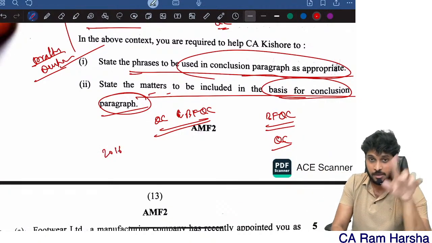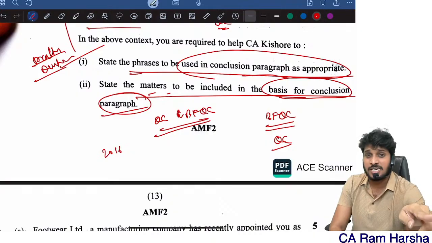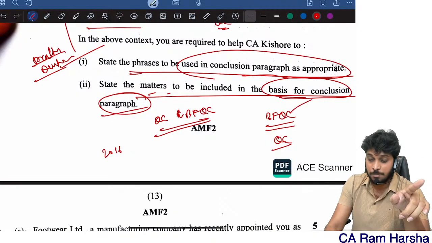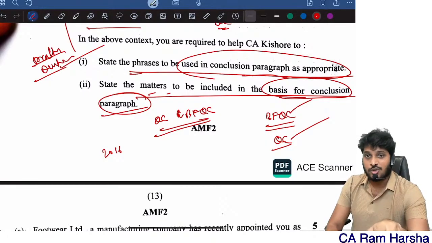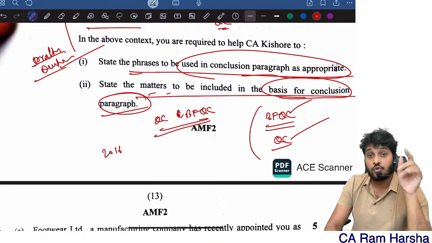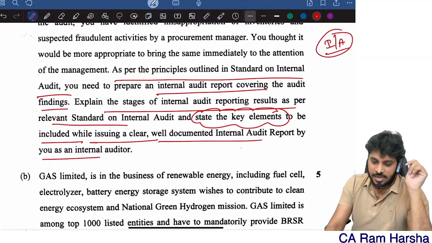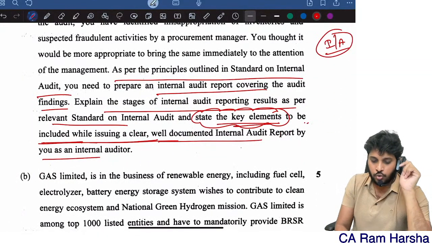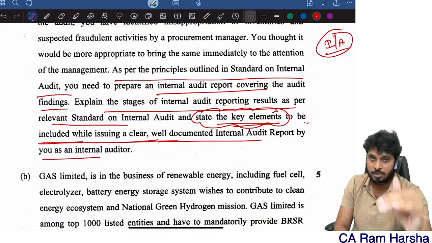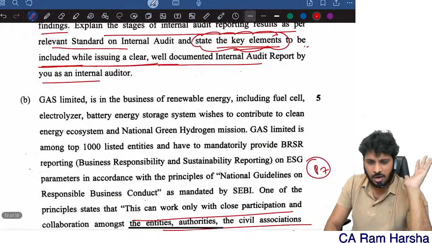I told you even in the previous session when I was discussing review related revision, I told this is not yet updated. So first the basis para will come, then the actual conclusion para will come. So these 2 drafting they are asking. Next. This is an internal audit question. What are the key elements to be included in an internal audit report? It's a straight question, not a big deal.